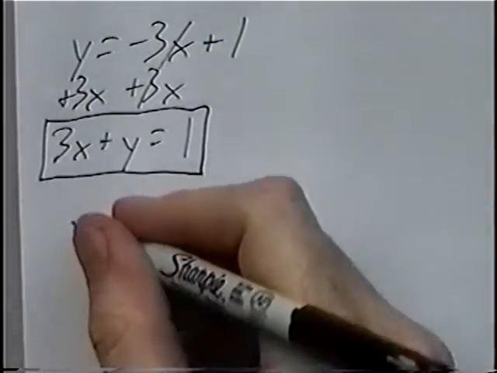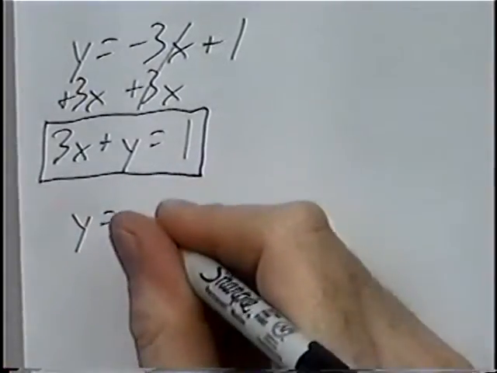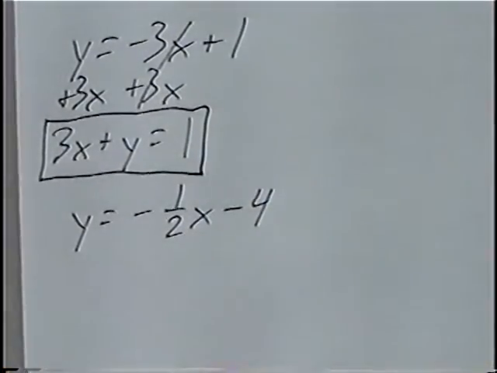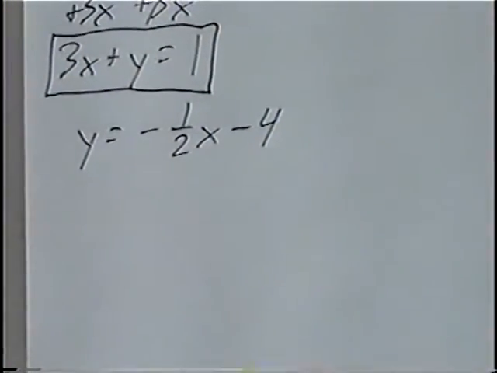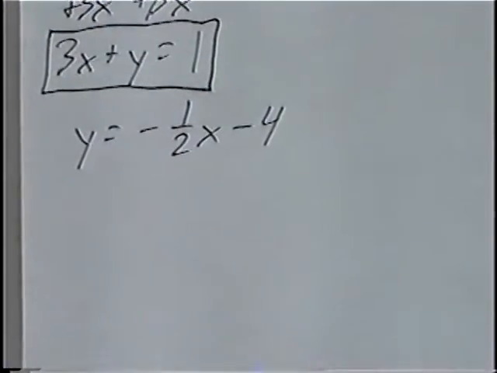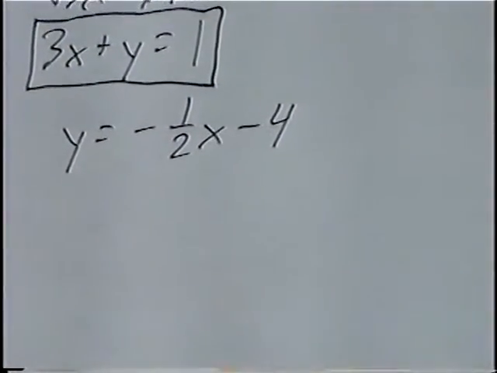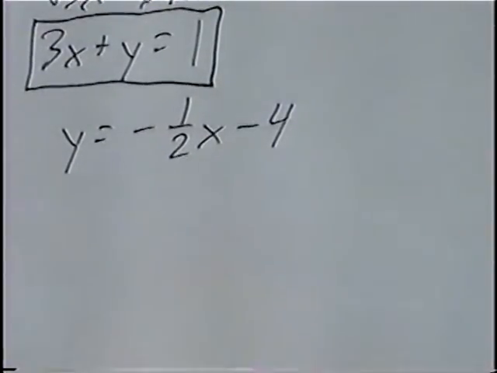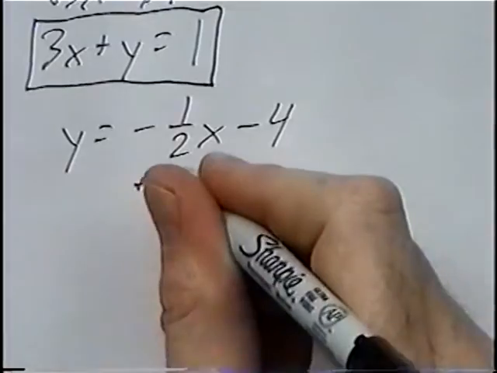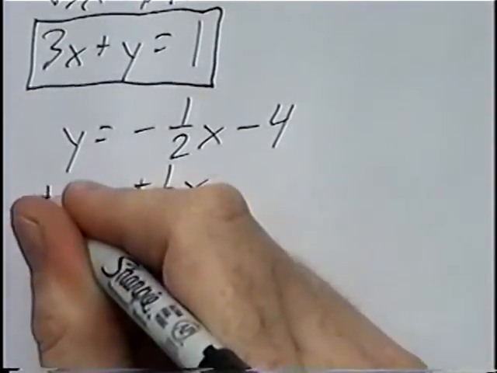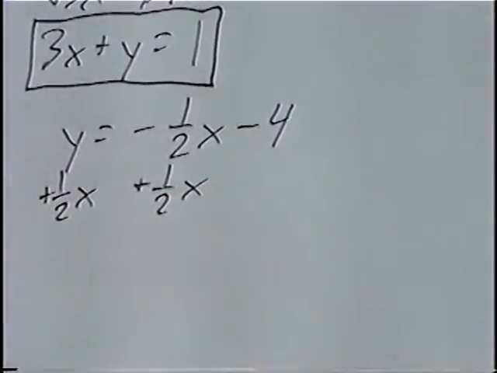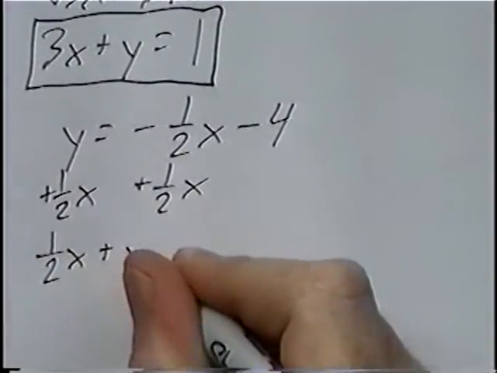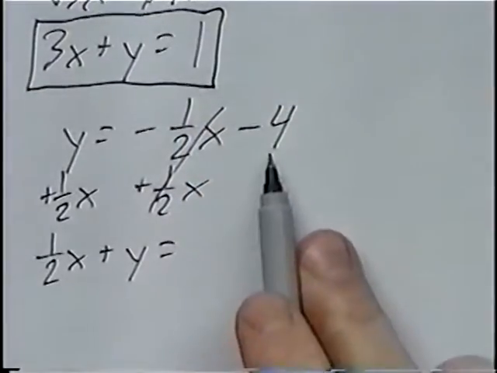Second equation, y equals negative 1/2 x minus 4. Again, taking this equation, we can write this equation in standard form. First step is to move x on the same side as y. The opposite of minus 1/2 x is plus 1/2 x on both sides. We'll put x first, so we'll have 1/2 x plus y equals negative 4.